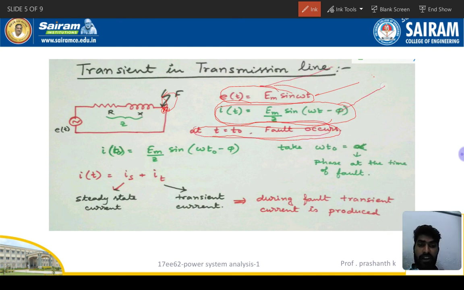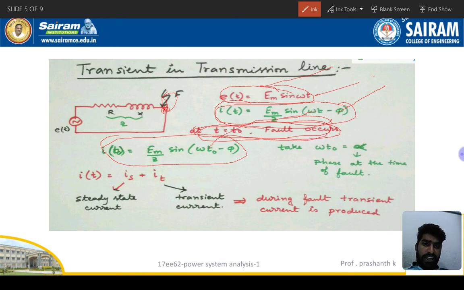These two are basics. V is equal to Vm sin ωt, or E is equal to Em sin ωt, I is equal to Im sin(ωt − φ). It's an RL circuit current equation. Suppose fault occurs at t is equal to t naught, what happens? I at t naught is equal to Im sin(ωt naught − φ). So I replace t with t naught.